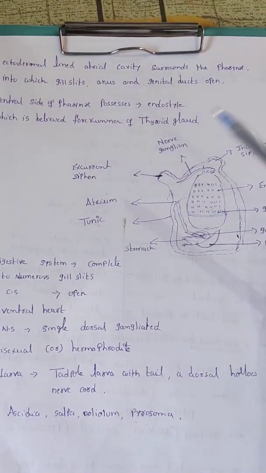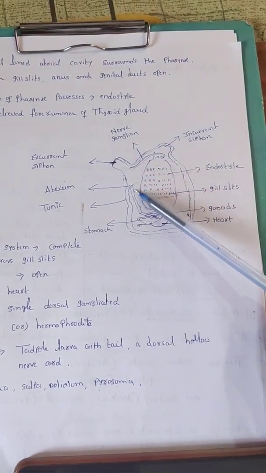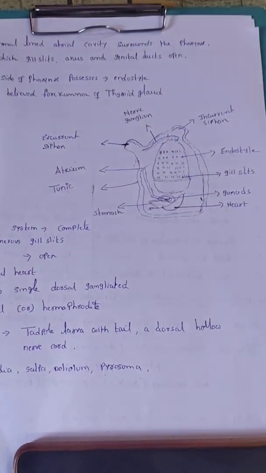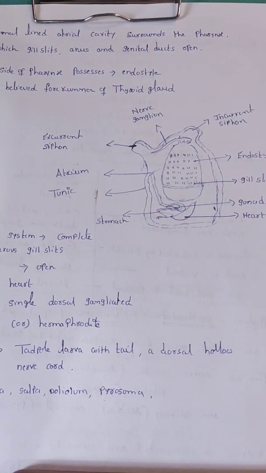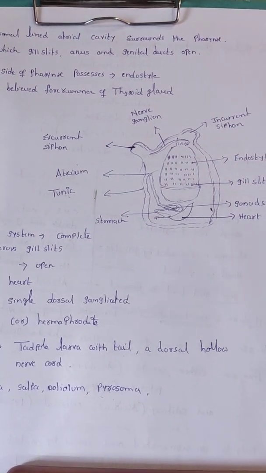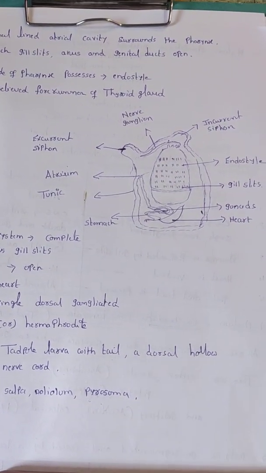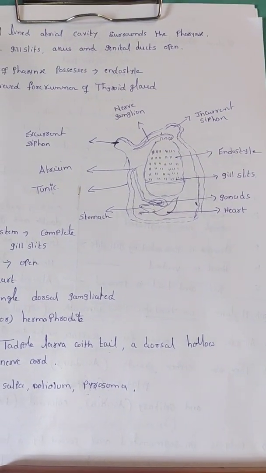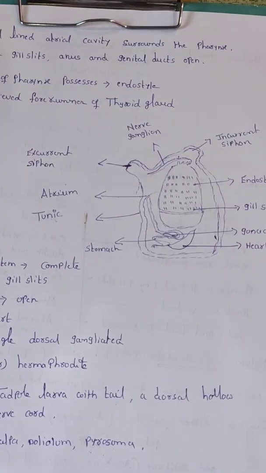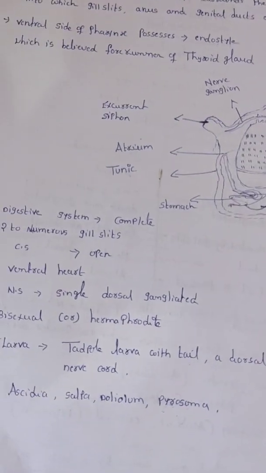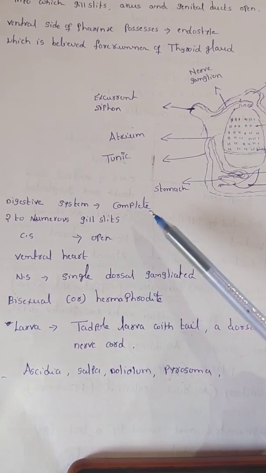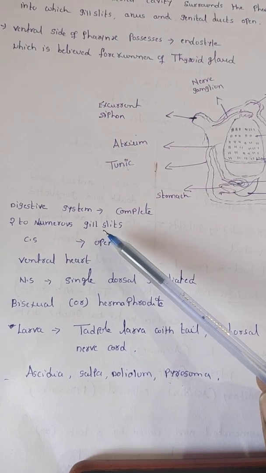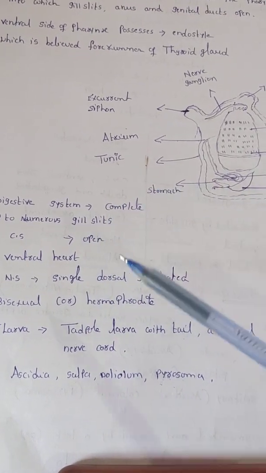Now on the ventral side of the pharynx, they possess the endostyle. Basically the endostyle is considered a forerunner of the thyroid gland. The thyroid gland is mainly useful for primary metabolism. Primary metabolism means it can metabolize carbohydrates, proteins and fats. And the digestive system is what type of digestive system? Complete digestive system. Two to numerous gill slits are present. Here it is an exception.